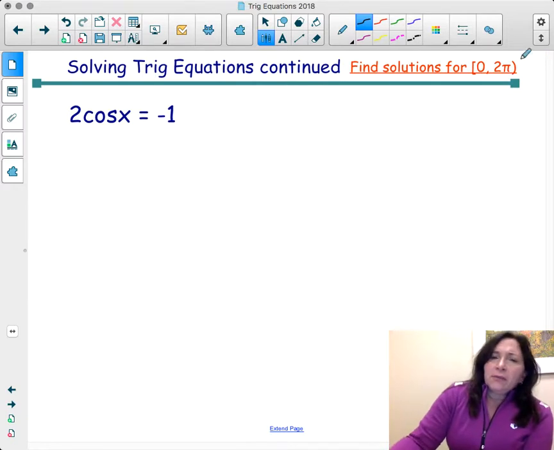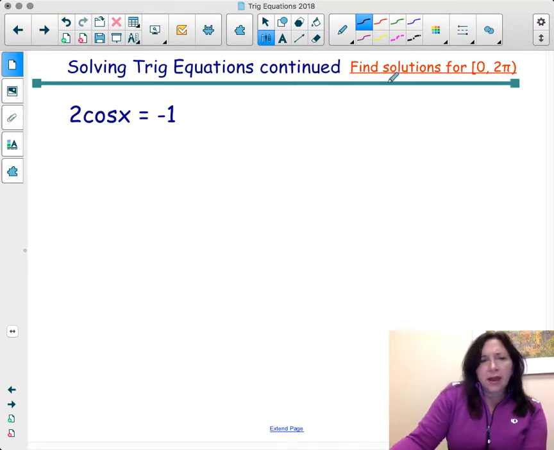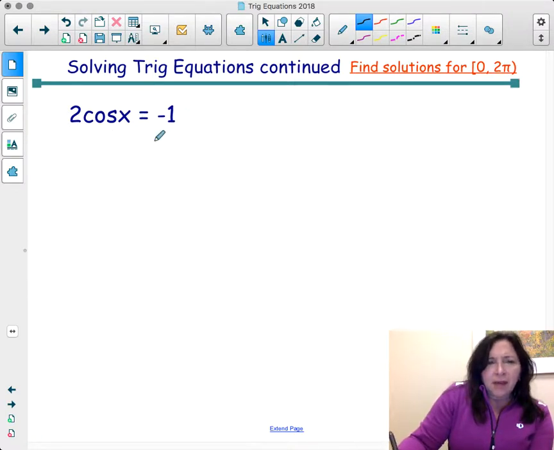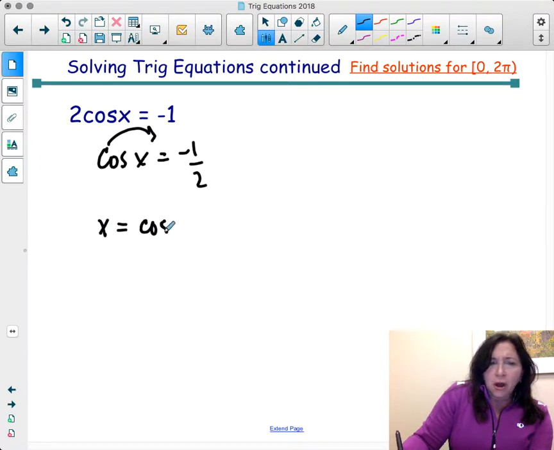Same question, same restrictions, 2 cosine x equals -1. I want all the values between 0 and 2 pi. So for this one, I'm going to divide by 2 first. I get cosine of x is equal to -1/2. I'm going to move my cosine to the other side. I get x equals arc cosine of -1/2.